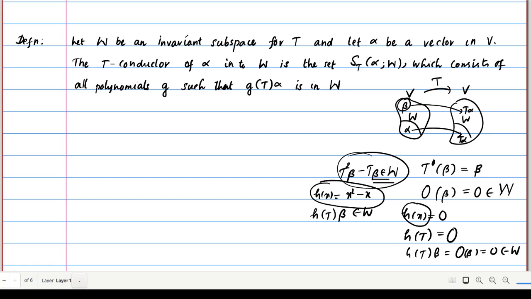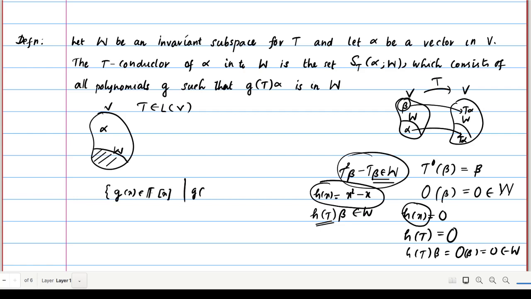In that sense, we collect all such polynomials corresponding to this beta, which induce a linear operator, say h of T, which brings this beta into W. Now suppose we have V and a linear operator T belonging to L of V. Suppose we have an invariant subspace W, and for any alpha belonging to V, alpha need not be in W. But if G is a polynomial, say G of x belonging to F of x, such that G of T of alpha belongs to W, then we collect such polynomials. Any polynomial induces a linear operator G of T.